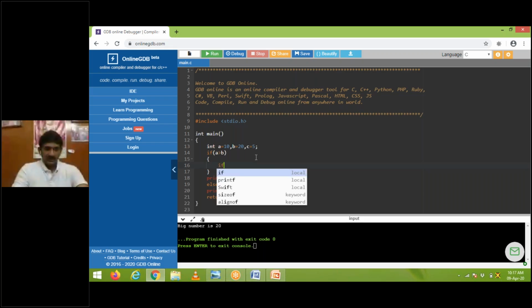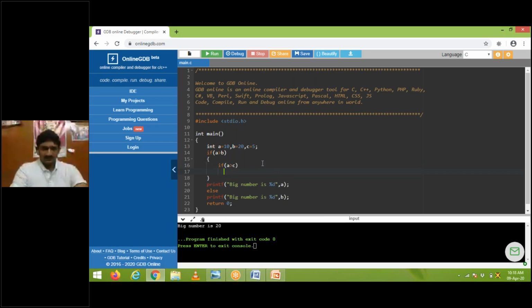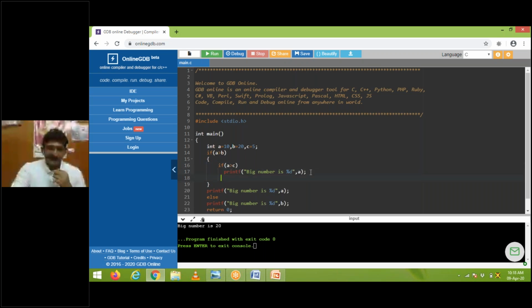A is big, and we cannot directly print it. So if A greater than B, then if A greater than C. If A is greater than B and A is greater than C, then only you can declare big number is A. That means A is greater than B and A is greater than C, so obviously A is big. Now big number is A.